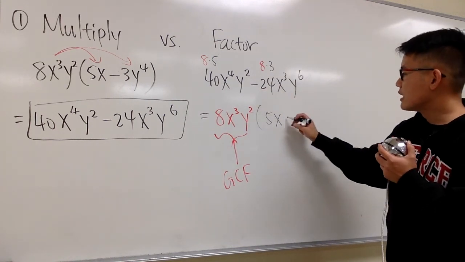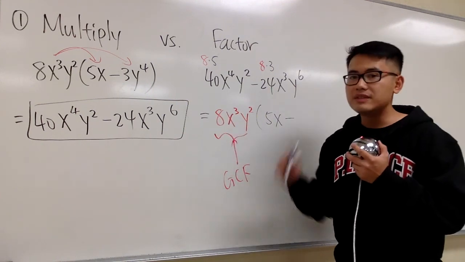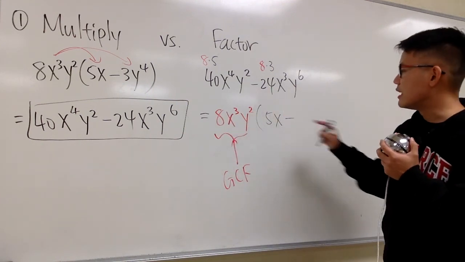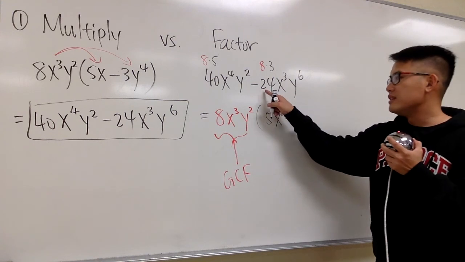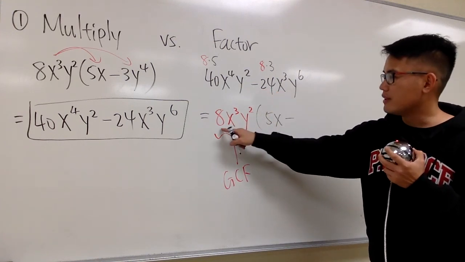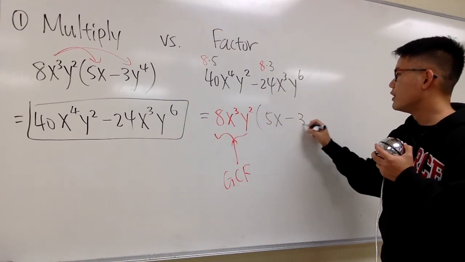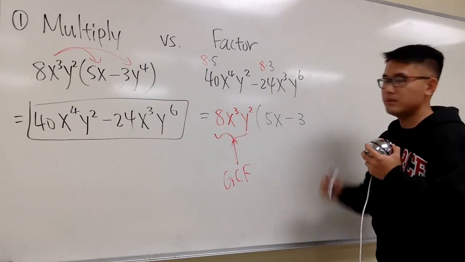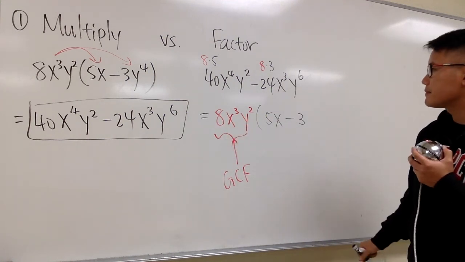And now we move on to the second term. This is minus, so let's bring it down because we factor out a positive 8, right? So this stays the same sign. Originally, this is 24, but then we factor out the 8, so we have the 3 left. 24 divided by 8 is 3. That's another way to think about it, right?